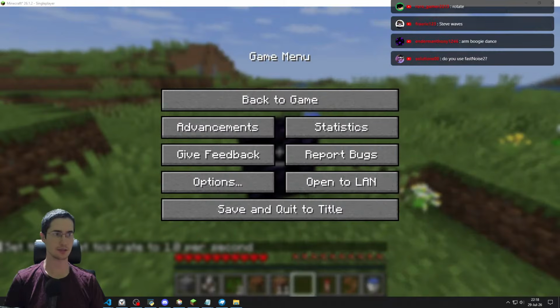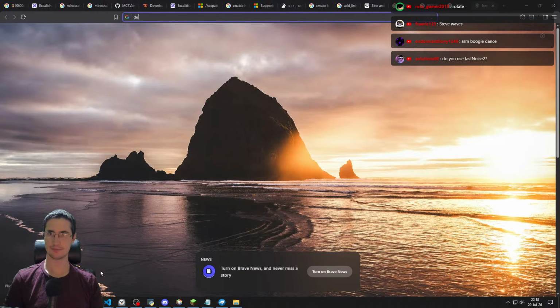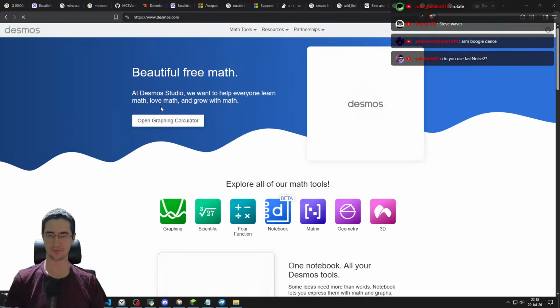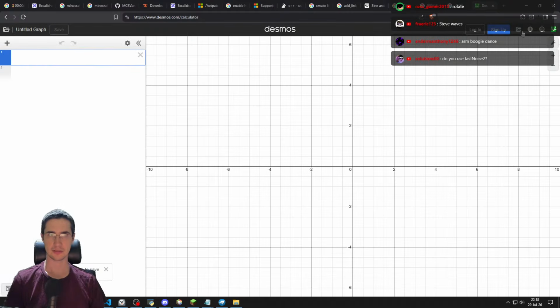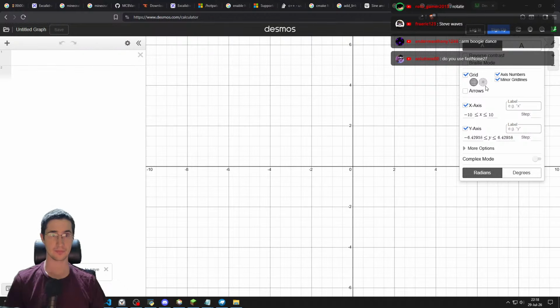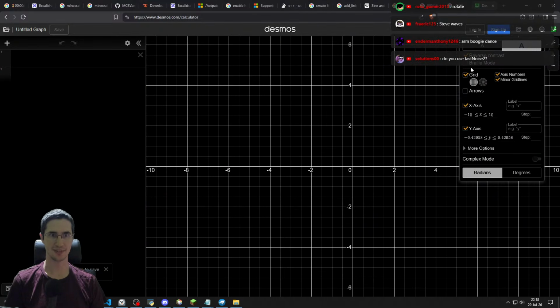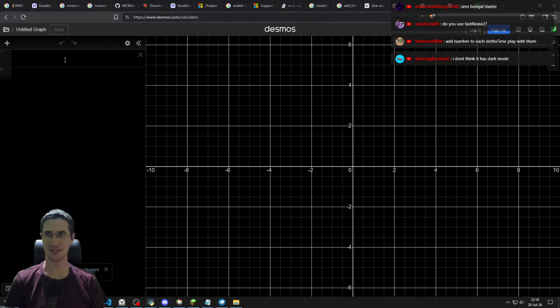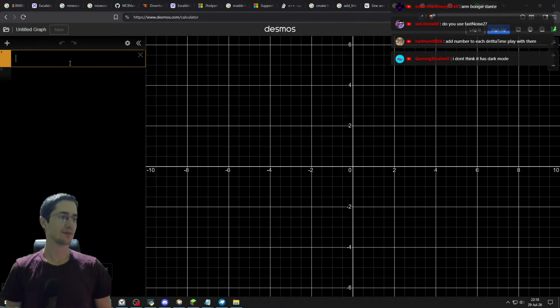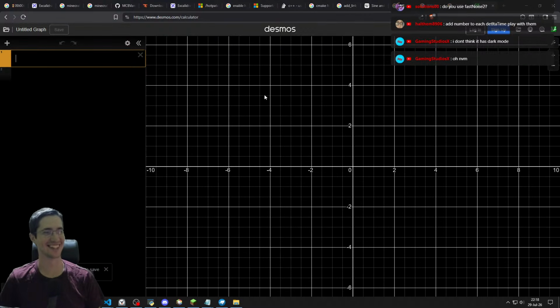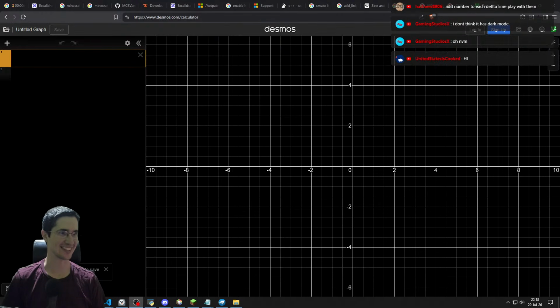Oh, wait a minute. We have a solution for this, I think. Desmos. Here. Does it have a night vision? Hopefully. Should have it. Interesting. Okay. No, it has dark mode, chat.